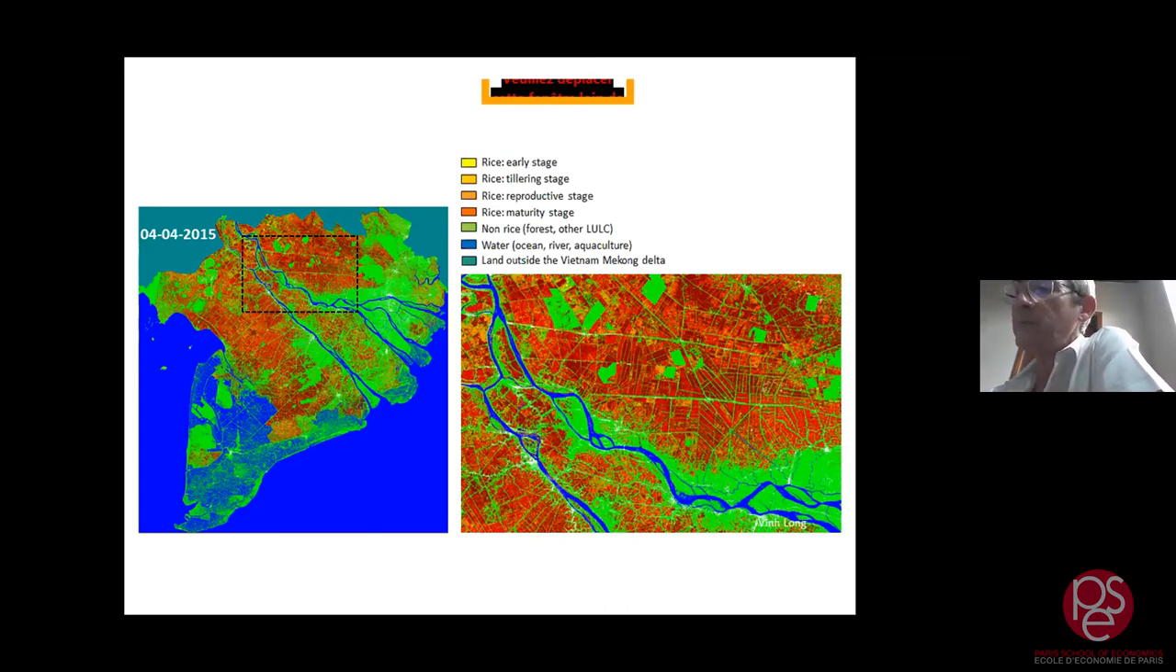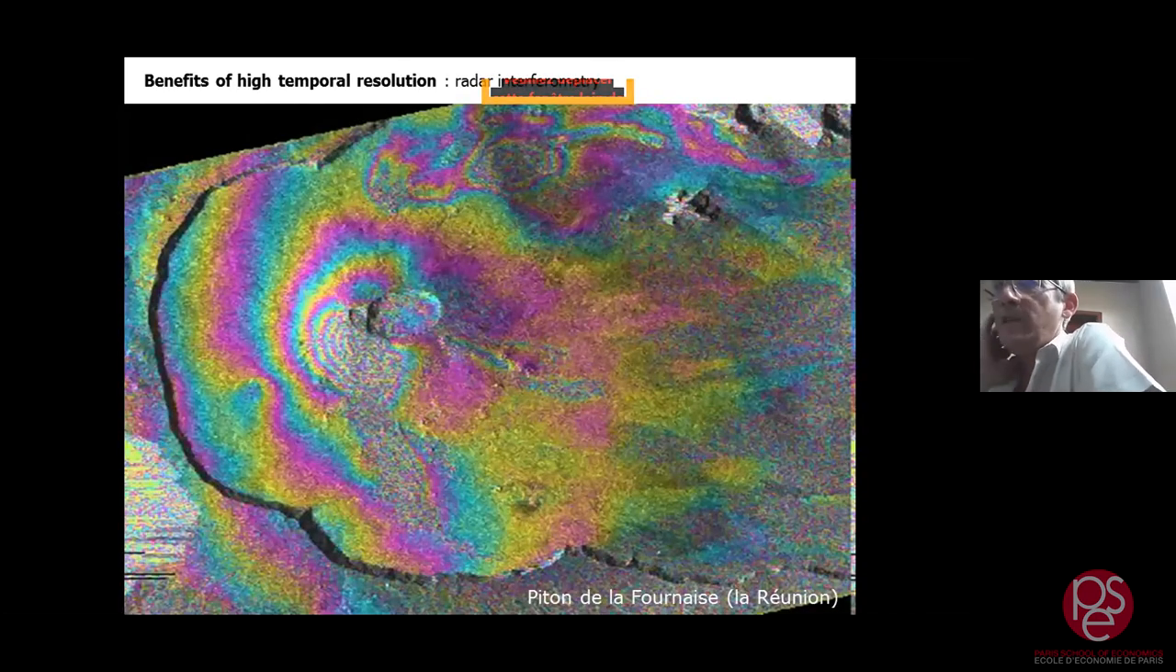Just to come back to geophysical parameters, I wanted to show the benefit of high temporal resolution. There is a technique that I mentioned very briefly last week, which is called radar interferometry, which consists in processing two radar images in a very particular way using the signal phase, and the difference of the two images computed in this way shows the deformation of the ground surface between 2 dates.